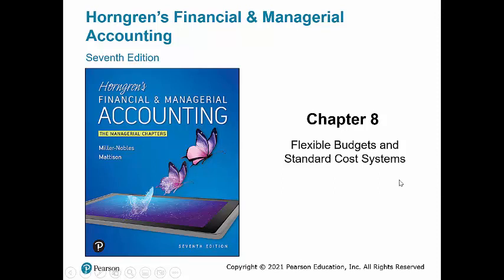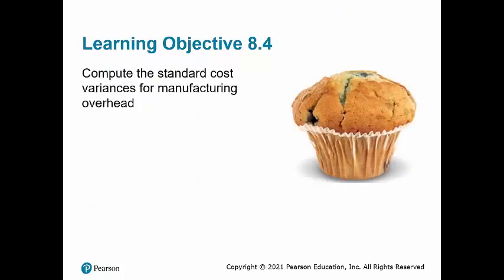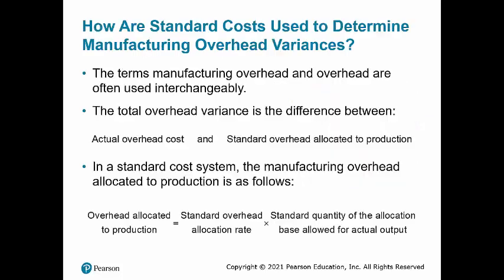This presentation is for Chapter 8, Flexible Budgets and Standard Cost Systems. In Learning Objective 4, we will learn to compute the standard cost variances for manufacturing overhead. In this section, we will use the terms manufacturing overhead and overhead interchangeably.